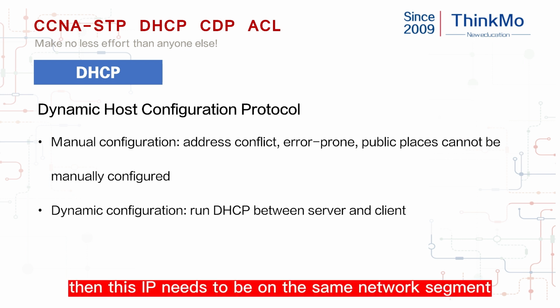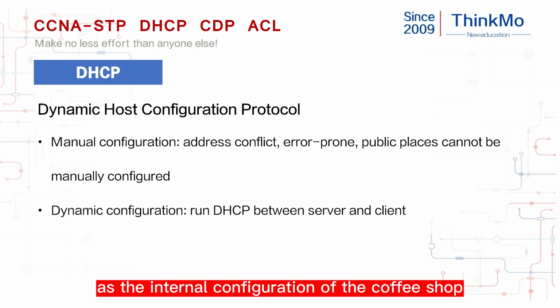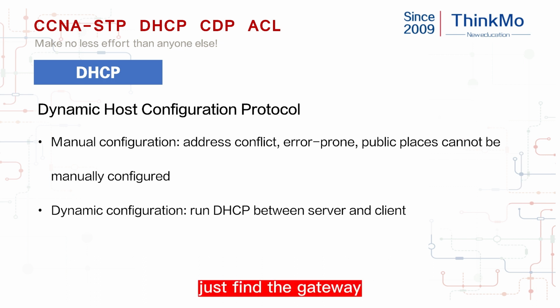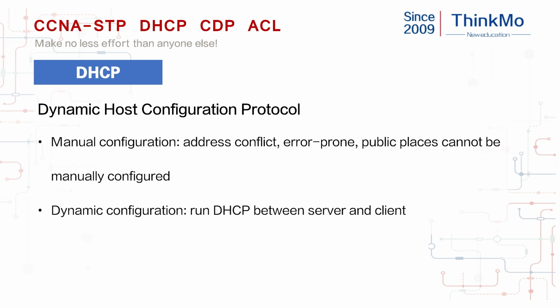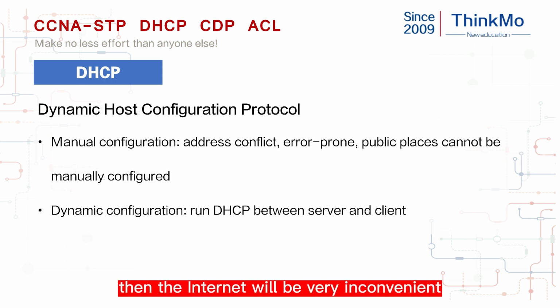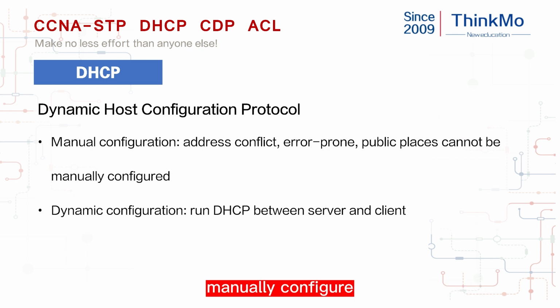Then this IP needs to be on the same network segment as the internal configuration of the coffee shop. Just find the gateway. At least there must be parameters in the Internet address configuration. If we all use manual configuration now, then the Internet will be very inconvenient. So there are some scenarios where there is no way to manually configure, because this function has a relatively certain threshold, and it's too much trouble.